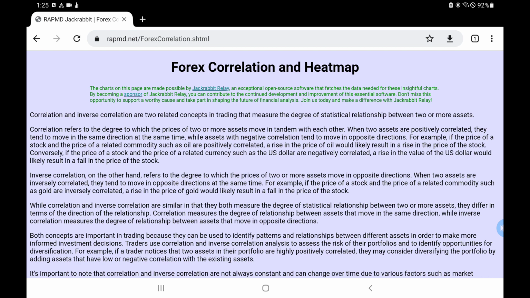Today I am introducing something experimental for feedback and improvement, and the links will be in the description below. I am introducing a correlation table and a heat map to help determine assets that are in full correlation or have an inverse correlation.